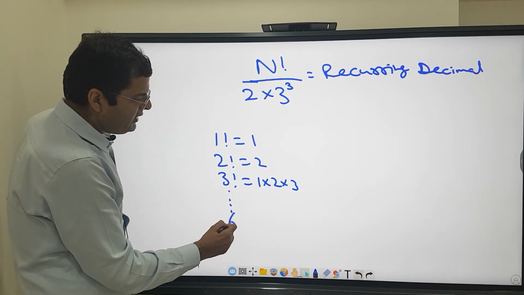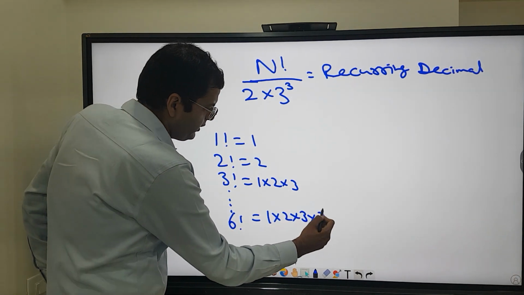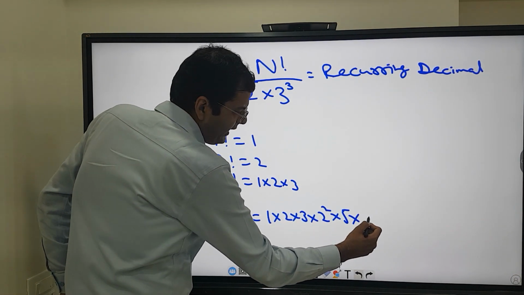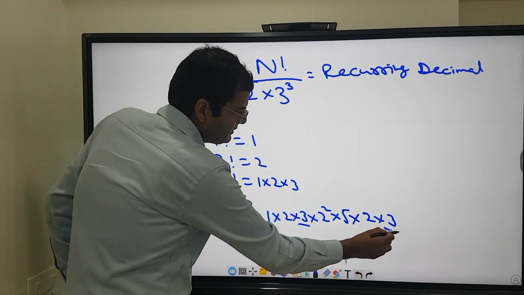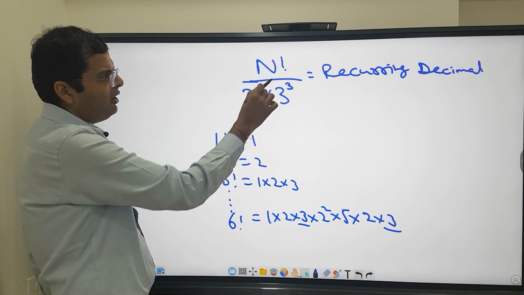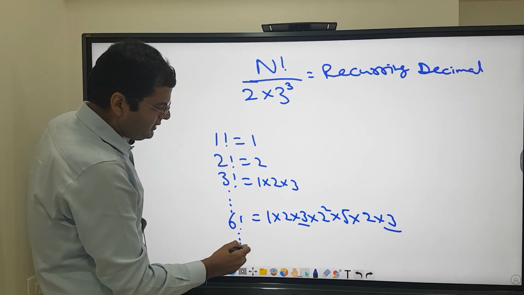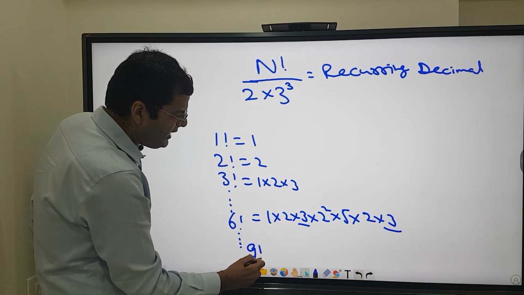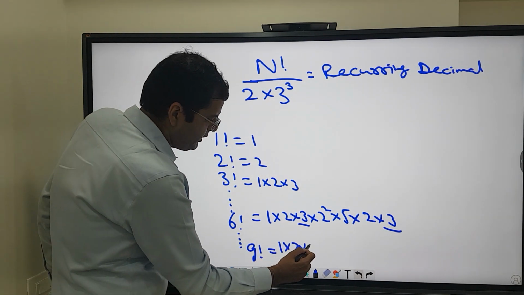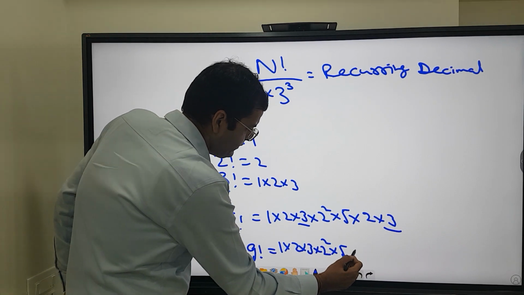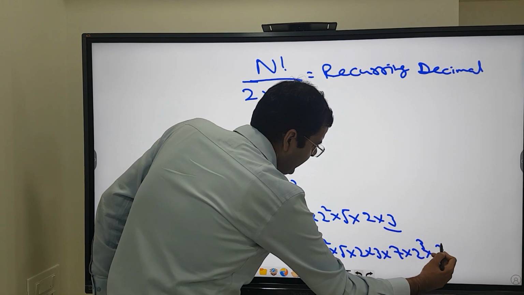The next 3 is encountered in 6 factorial, which is 1 into 2 into 3, 4 is 2 square, 5, and 6 is 2 into 3. So 6 factorial contains two 3's. If I write 6 factorial at the top, one of the 3's will remain at the bottom. Then the next 3 I get at 9 factorial. At 9 factorial, this will become 1 into 2 into 3, 4 is 2 square, then 5, 6 is 2 into 3, 7, 8 is 2 cube, and 9 is 3 square.